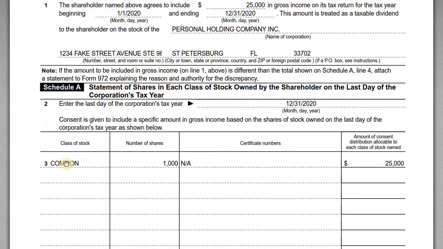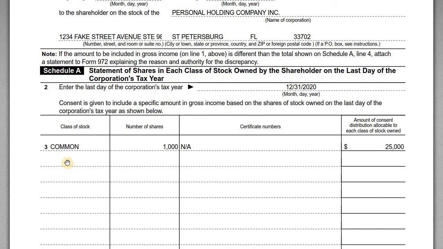Now in Schedule A here, we provide some additional information on what type of stock John owns. He owns common stock, 1,000 shares, right? 1,000 shares are issued and outstanding. He owns 100% of them. Certificate numbers, this is the QSIT number. If it was a publicly traded company, that doesn't apply. It's just a privately held company. It's not registered anywhere.